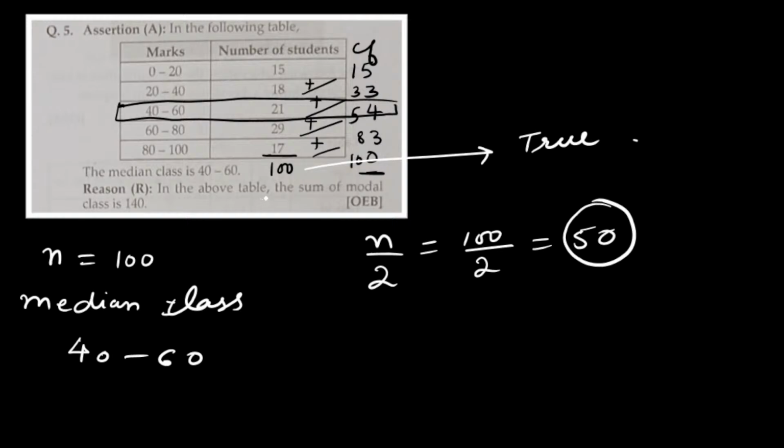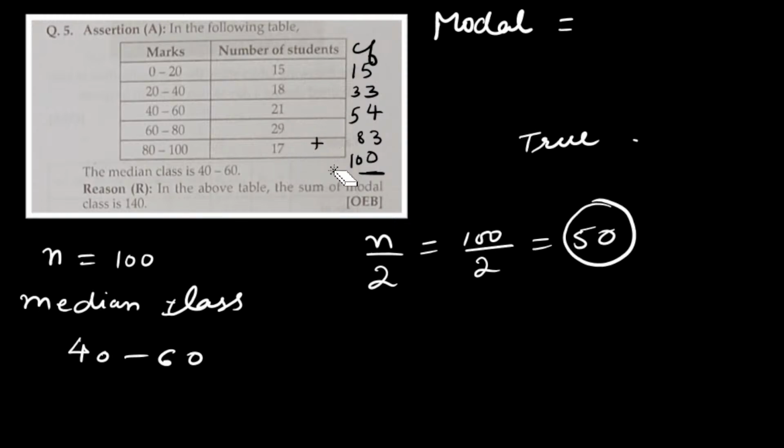In the above table, the sum of modal class. Okay, so again, see in modal class. Which one is modal class? The sum of modal class is 140. So in this one, which is modal class? R is true. Okay, but first of all, tell me which one is modal class. Both are true, but I want to know modal class.